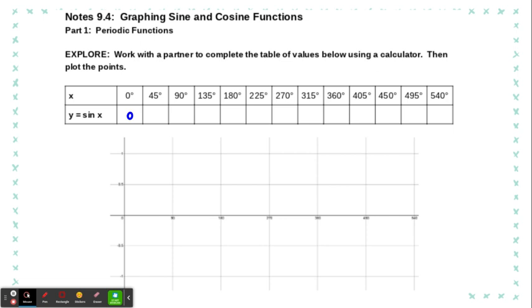And to graph this, it looks weird, but in the x direction, we're going to graph the angles. And in the y direction, we're going to graph the sine value, whatever the answer to our sine value comes out to be. Okay, so in the x direction at 0 degrees, I'm going to graph 0. So we're going to place a dot exactly at 0, 0.